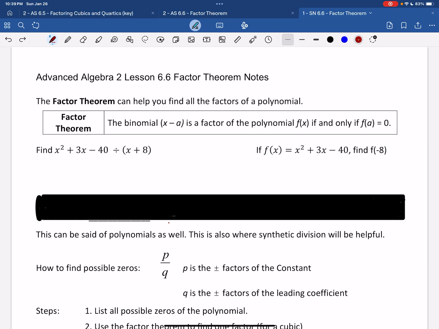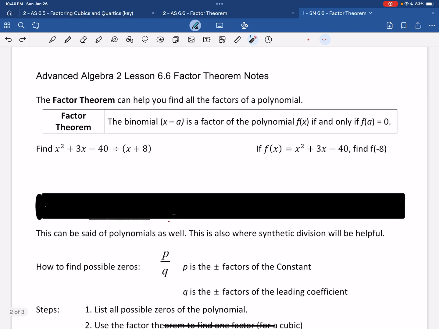The factor theorem states that this binomial, x minus a, is a factor of a polynomial, which we'll call f of x, if you take this a, plug it into the function, and when you solve the function, you get 0. That's very similar to what we've been doing. Right now, all we know how to do is take a polynomial, divide by the binomial using synthetic or long division, and if we get a 0 remainder, then we say that this is a factor. So let's practice that real quick.